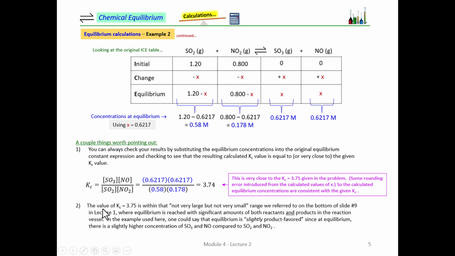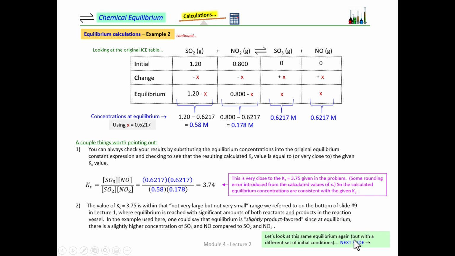So the calculated equilibrium concentrations are consistent with the given Kc in the problem. The other thing you might want to note here is that the value of Kc, 3.74 or 3.75 given in the problem, is within that not very large but not very small range that we referred to in lecture one, where equilibrium is reached with significant amounts of reactants left and significant amount of products formed. So there's a fair amount of reactants and products here. We could say here that the equilibrium is slightly product favored. You can see that from the equilibrium constant being greater than 1, but also you can just see it in the numbers. It looks like the concentrations of the products here are slightly higher than the concentration of the reactants. So we'd say that this equilibrium is slightly product favored.